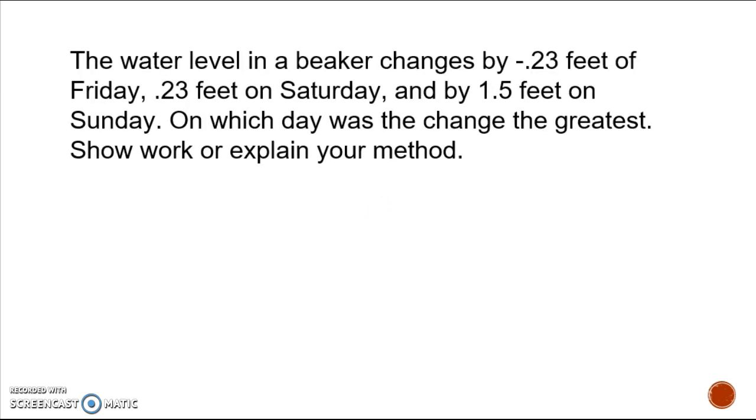All right, the next one says the water level in a beaker changes by -0.23 feet Friday, 0.23 feet Saturday, and by 1.5 on Sunday. On which day was the change the greatest? All right, so we have Friday, Saturday, and Sunday. On Friday, we had -0.23. And then here we had 0.23. And here we had 1.5.